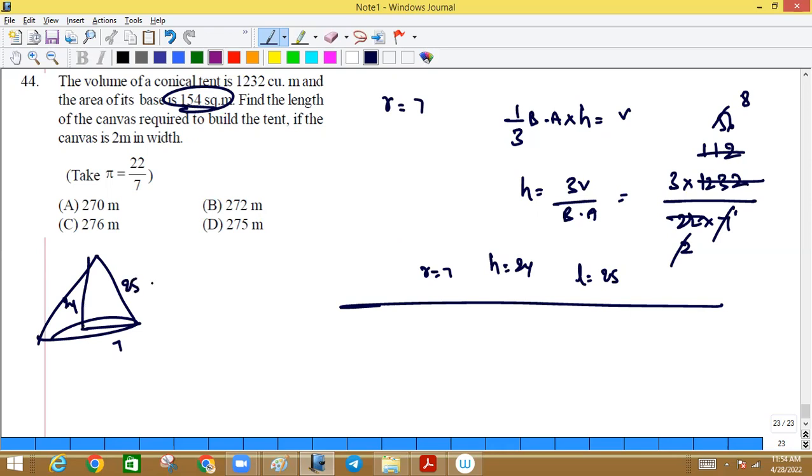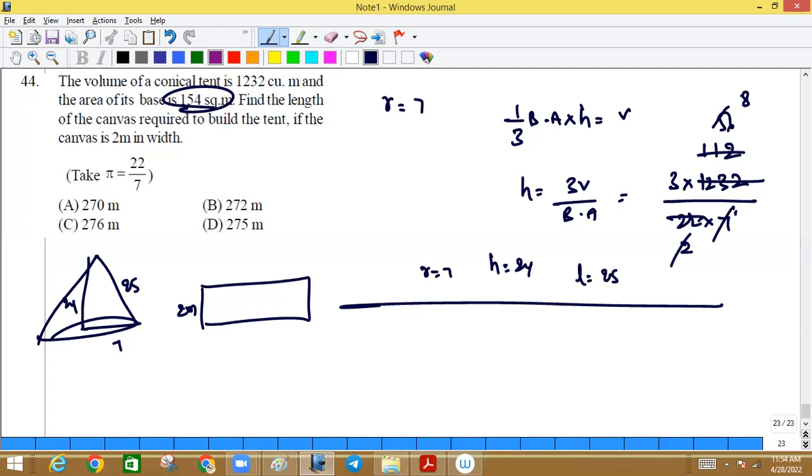Find the length of canvas required to build a tent if the canvas is 2 meters in width. See, you need to build a tent by using a cloth which is 2 meters in width. You're going for stitching a pant or shirt, or else you want to make curtains for your house, or a bed sheet, or anything, let's say. You go to a shop and ask for a cloth.